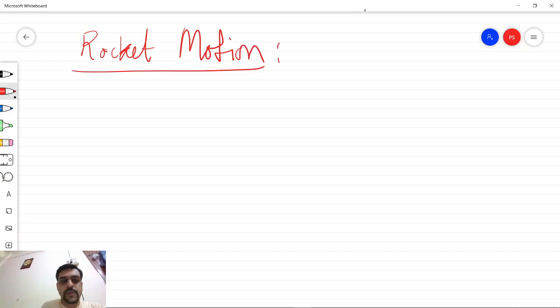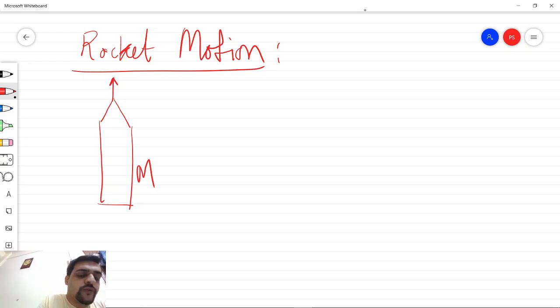So we assume that there is a rocket which is having mass m and which is already moving with a speed v in upward direction. Throughout the discussion, the upward direction will be considered as positive and downward direction will be considered as negative. Let us say these are the values or parameters at some instant of time t.